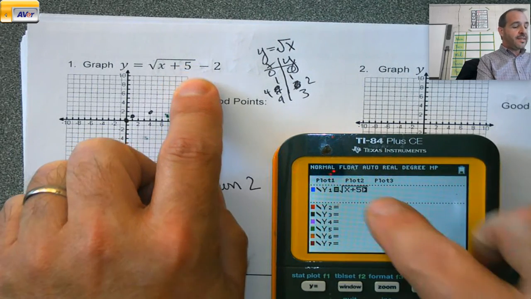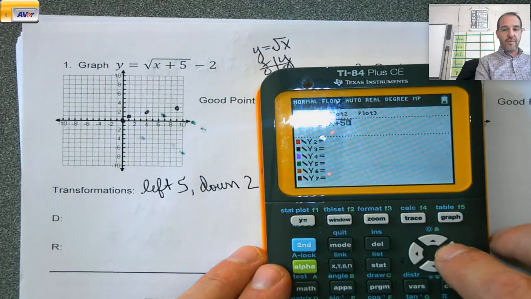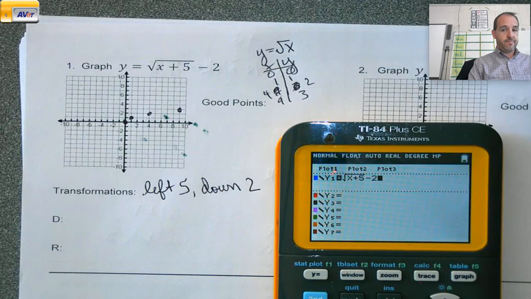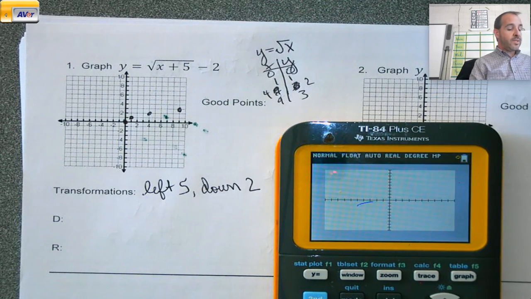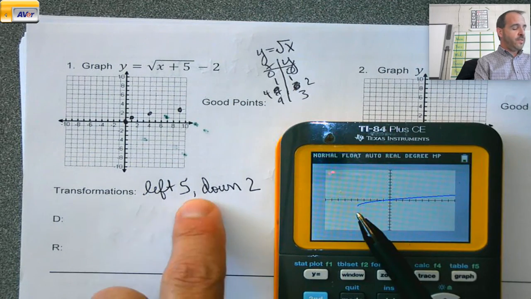When you're done inside the radical and you want to get out, make sure you hit your right arrow one time. Then type in -2. Okay? So now we're going to graph it. And I notice it moved. Where did it move? It moved left. It moved down.